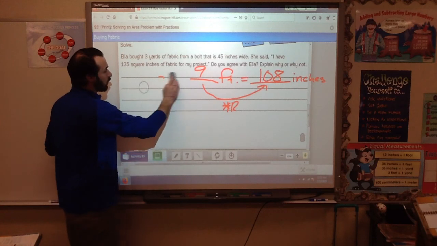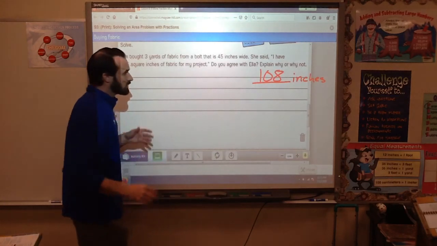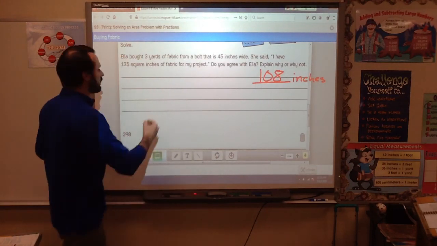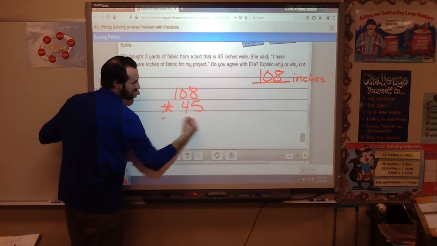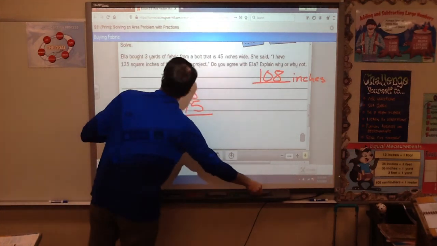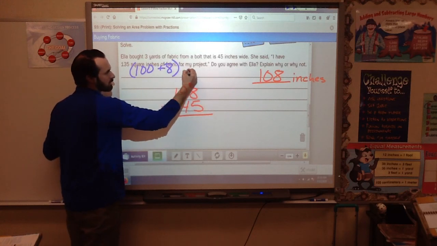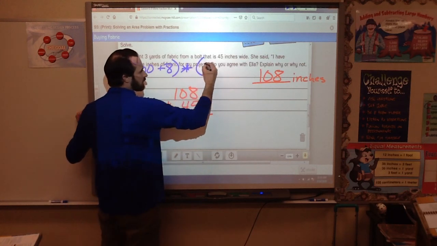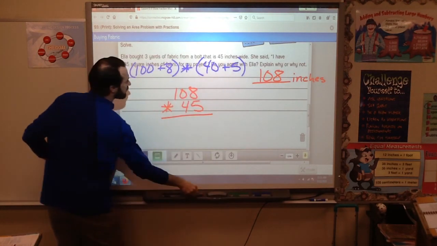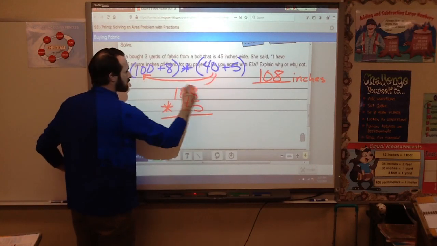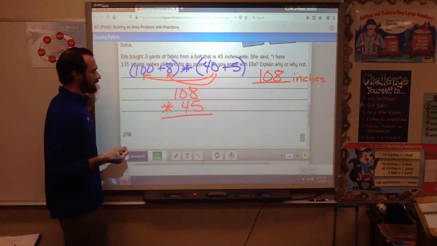That's the width of it, or I guess I would have called it the length because it's longer. So now to figure out the area, we would have to go 108 times 45, which isn't as bad as you would think. Let's think about it the way that I've shown you before. We have 100 plus 8 times 40 plus 5. What we do first is take 40 times 100, and then do 40 times 8 and write those in. So go ahead and try and solve those two.